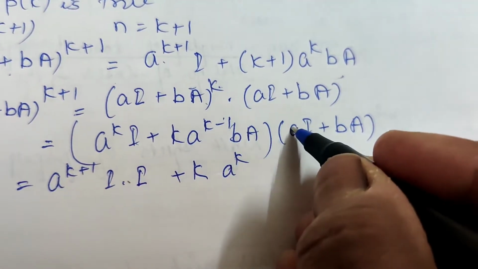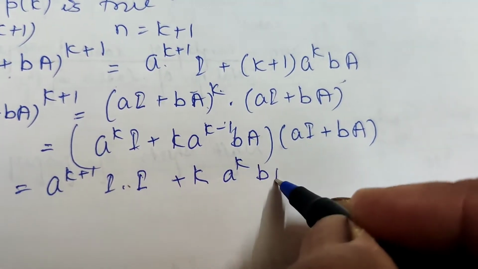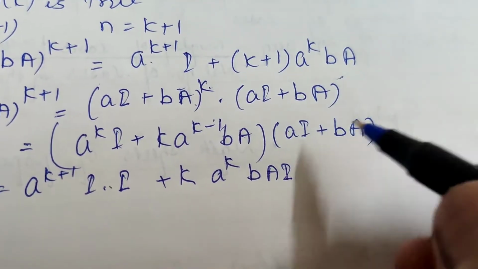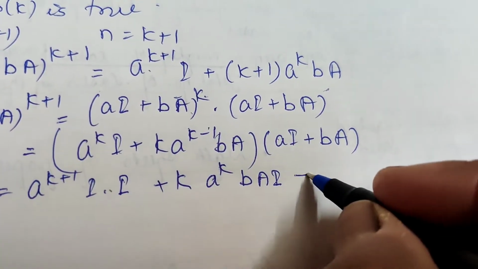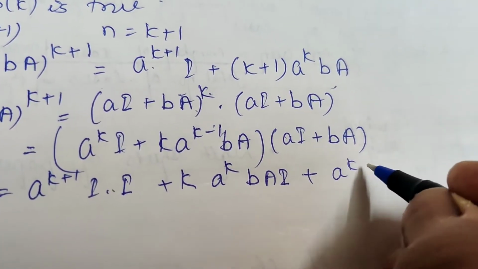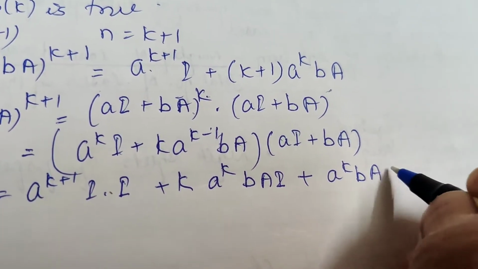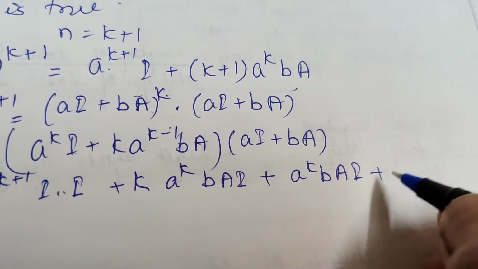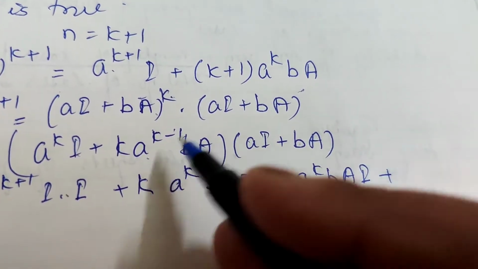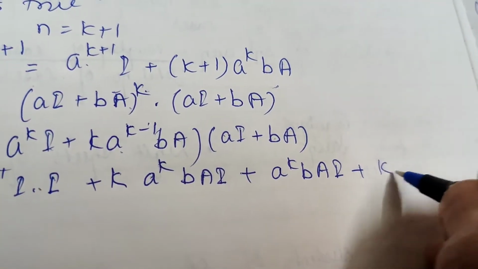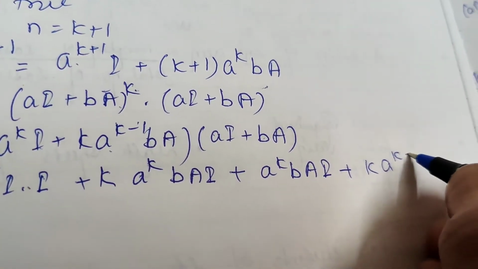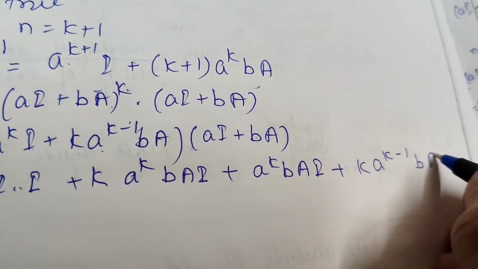Next k a^(k-1) into a into bA and I. Next this one a^k bA I. And the last, multiply this one to this, k a^(k-1) bA into bA.